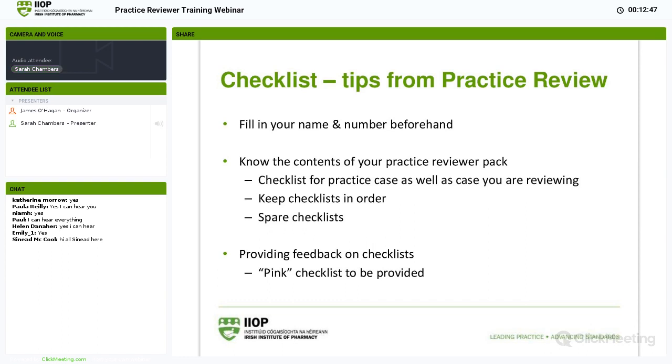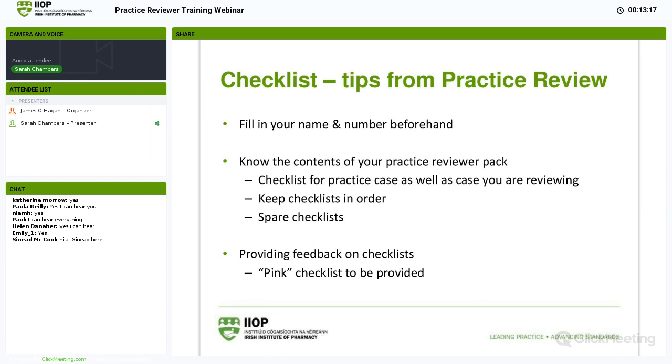Take time to become familiar with your packs. You'll remember in the morning of practice review, you have your practice reviewer pack in the green folder. What's included in that is that everyone will have 2 checklists for the practice case: one for the morning circuit and one for the afternoon circuit, as well as the cases that you're reviewing. It's helpful to keep these checklists in order, as they'll be given to you in the order that you'll be seeing the participants. There are also spare checklists in case you need them.